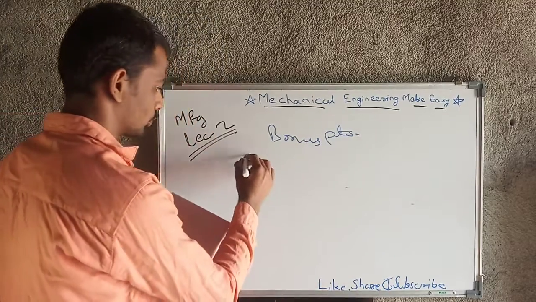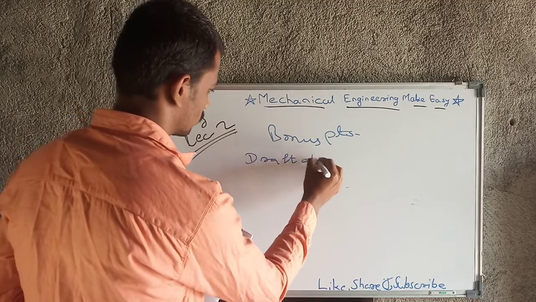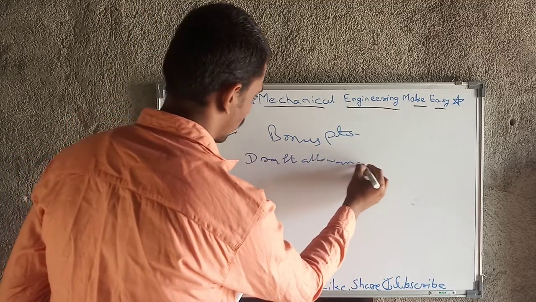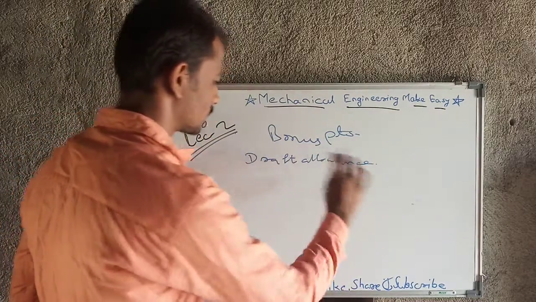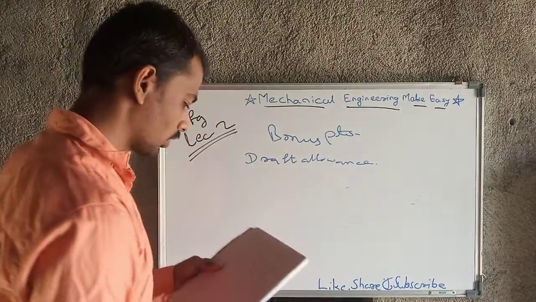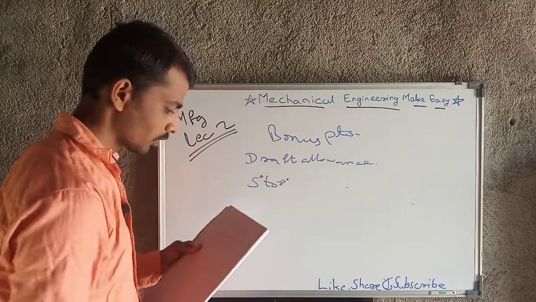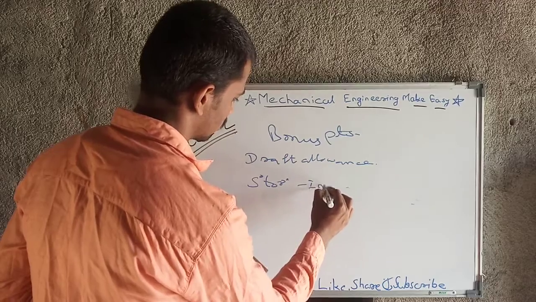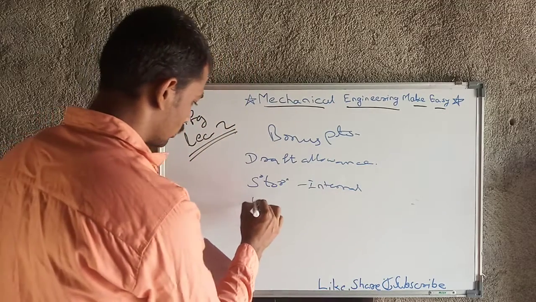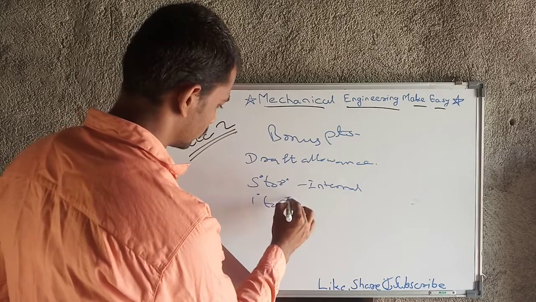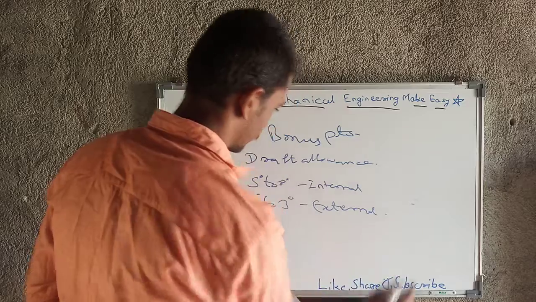And draft allowance, we have studied draft allowance. For easy removal of the pattern we use this draft allowance. And what are the values? 5 degree to 8 degree for internal surface, and 1 degree to 3 degree for external surface.